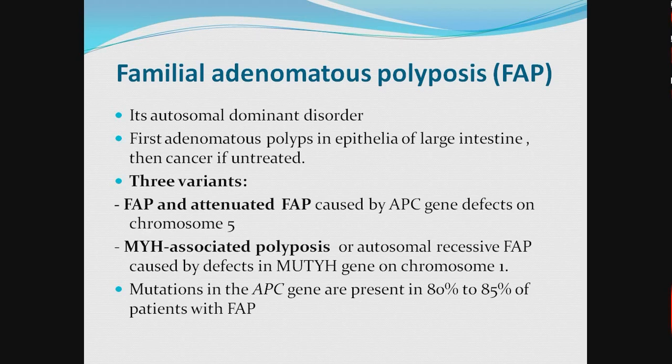So it is caused by a defect in the MUTYH gene, which is located on chromosome number 1. The mutations in the APC gene are present in 80% to 85% of patients with FAP. إذن الأنواع الثلاثة التابعة للفاب هي نسبة عالية من الميوتيشن، وأكثريتها تحدث نتيجة خلل في APC gene.